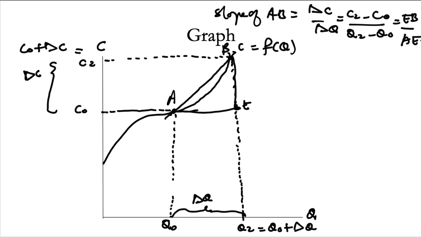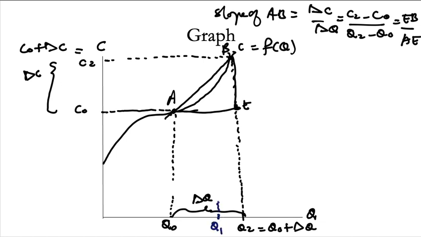Now, let's consider another different situation. Let's go back to Q naught and C naught. Let's go back to point A. Now, I want to use a different pen, for instance, blue. All right. Let's say instead of increasing to Q2, Q naught increases to Q1 such that Q1 is between Q naught and Q2. So let's say Q1 is somewhere here. Okay, so let's say Q1 is this.